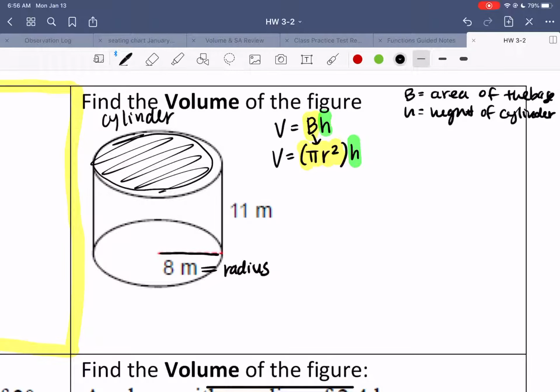And as we substitute, so here's our formula, and when we substitute, it's going to look like pi times 8 squared times our height, which is 11. So from there, you'll be able to solve that. And this is going to be in meters cubed. V equals. So that's where your answer will go.